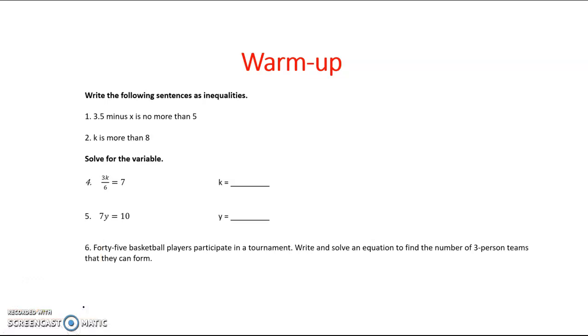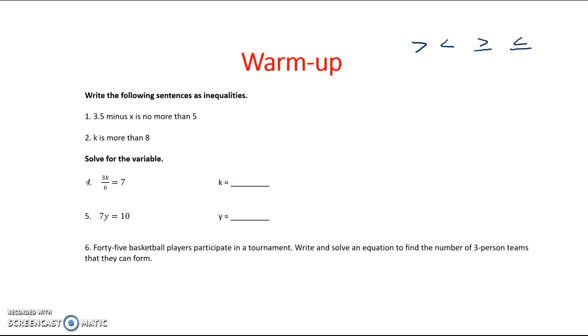All right, so for 1 and 2, I need to write the following sentence as an inequality. Remember, an inequality compares two expressions with an unknown, a variable, an unknown number. And if you remember, my inequalities are greater than, less than, greater than or equal to, or less than or equal to. All right, so for number 1, 3.5 minus x is no more than 5.